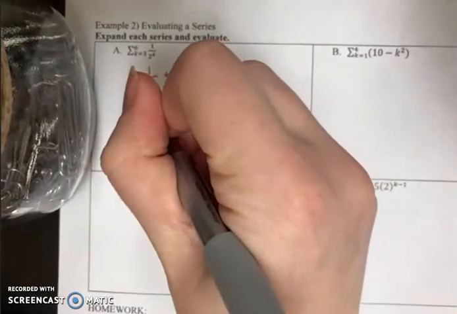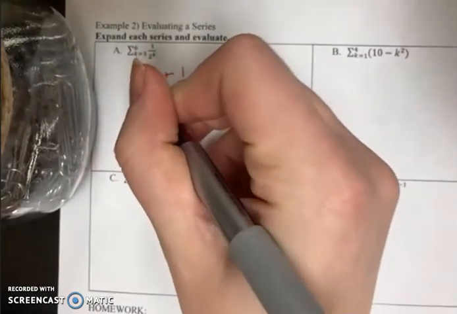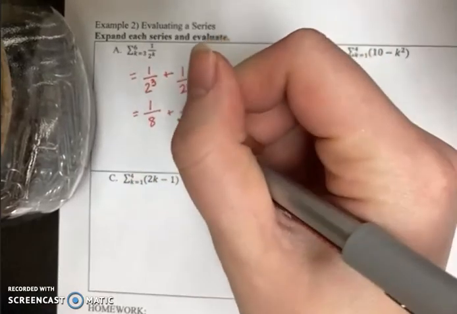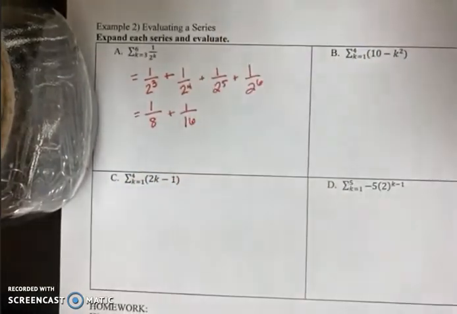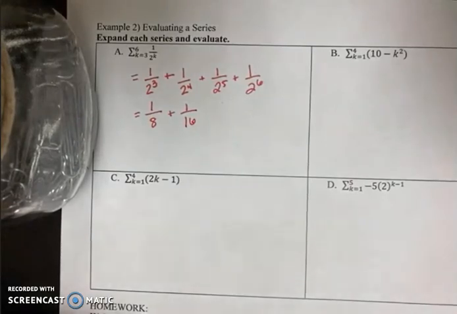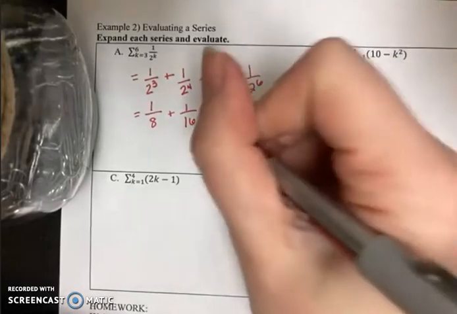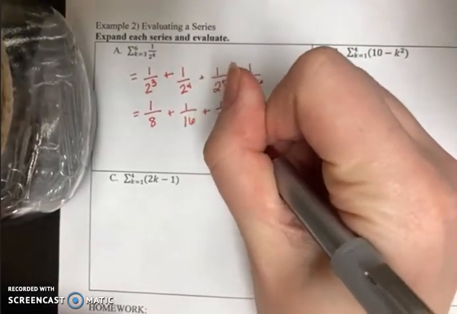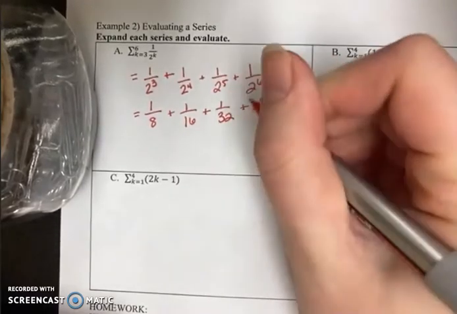I'm going to clean this up a little bit. It's 1 over 2 cubed, which is 8. 1 over 2 to the 4th is 16, and I'm just going to keep cleaning this up so it's easier to plug into my calculator. 1 over 2 to the 5th is 32, plus 1 over 2 to the 6th, which is 64.